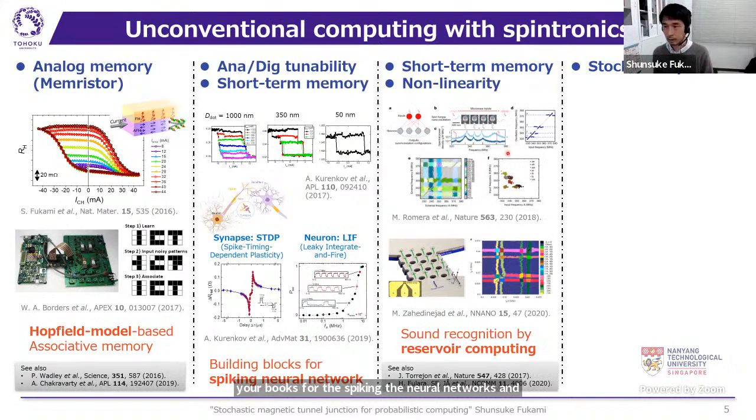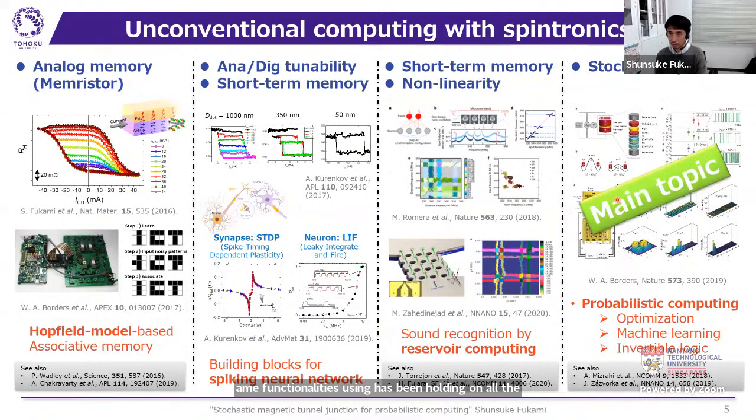This is work by different groups, the European teams. I believe Johan presented this work yesterday. The short-term memory functionality and the nonlinearity of oscillators give us an opportunity to realize reservoir computers. Three years ago, Julie Grollier's team demonstrated reservoir computing, sound recognition, using spin torque oscillators. And last year, Johan's team demonstrated the same functionality using spin Hall nano-oscillators. The main topic of my talk today is stochasticity. By using the stochastic behavior of spintronic devices, we have a chance to realize probabilistic computing, which is promising for optimization, machine learning, and invertible logic.